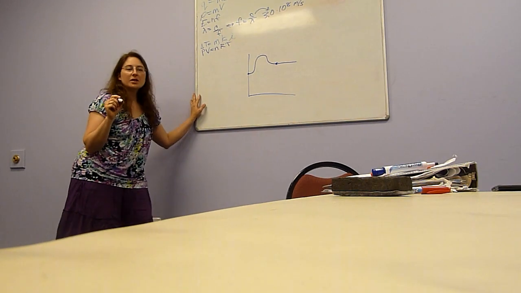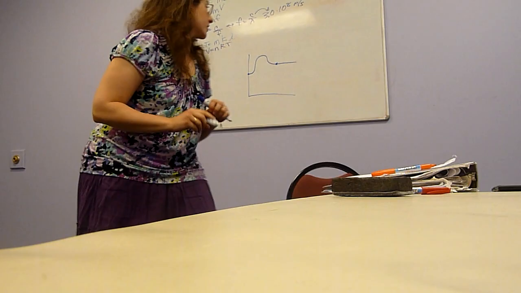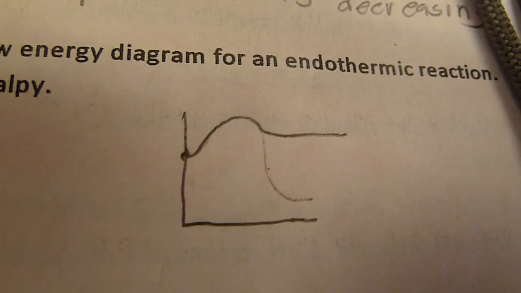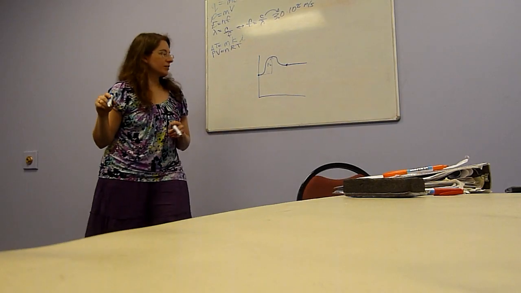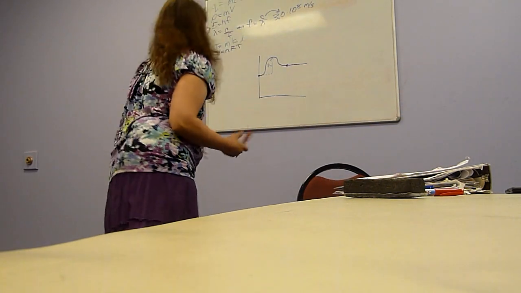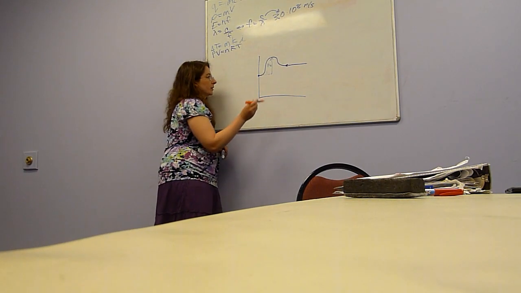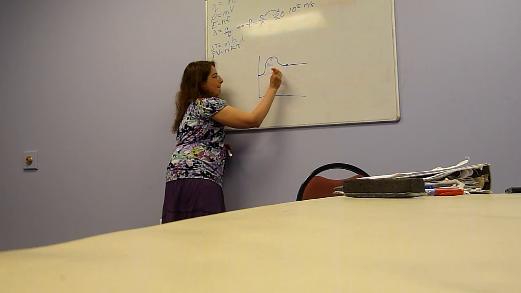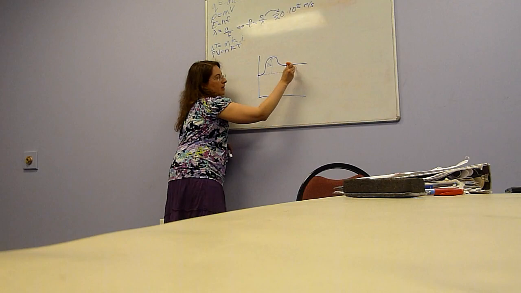So where is your activation energy on this drawing? Your activation energy is from the beginning to the top. And how about your delta H? Delta H is enthalpy and energy.